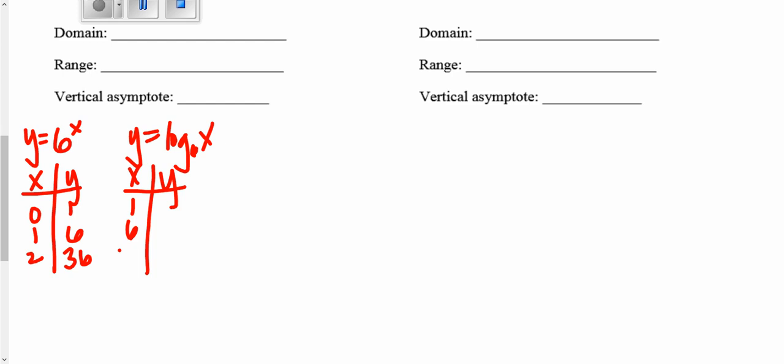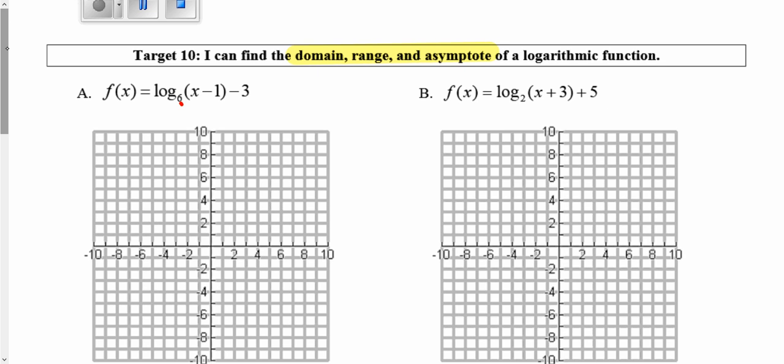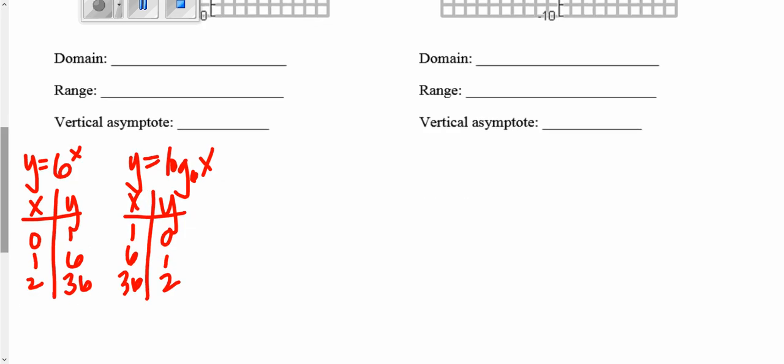So 1, 6, 36, 0, 1, 2. And then we have our final table. So I know 3 tables sounds like a lot, but it's actually pretty quick. So our x's are going to go plus 1. Our y's are going to go minus 3. X plus 1, y minus 3.